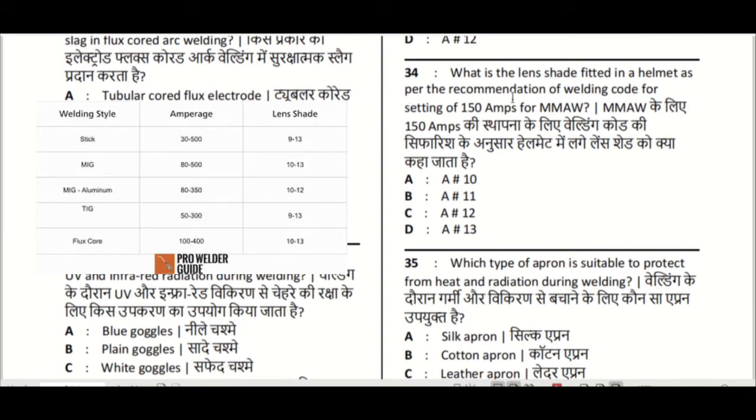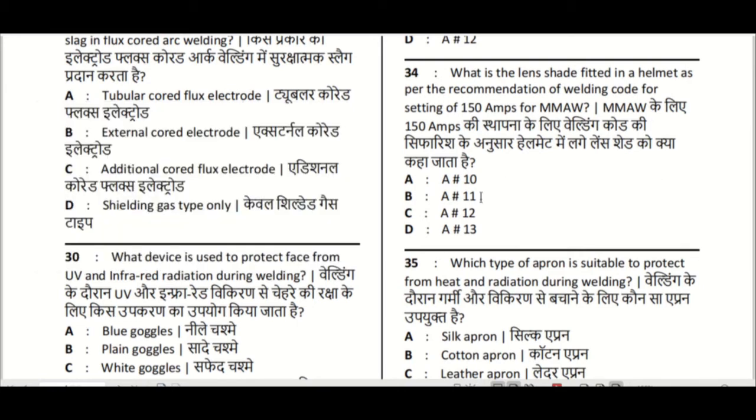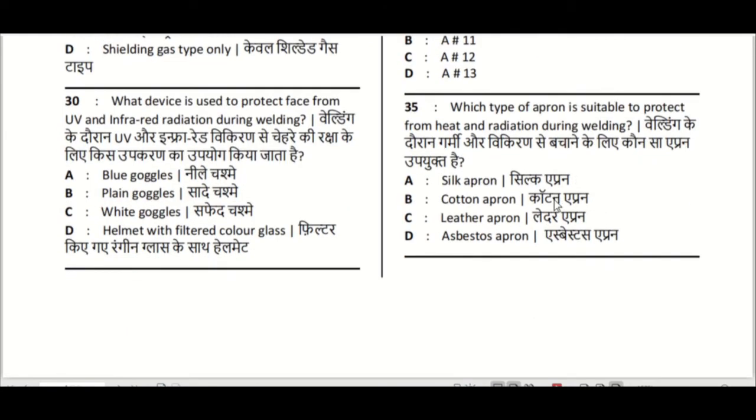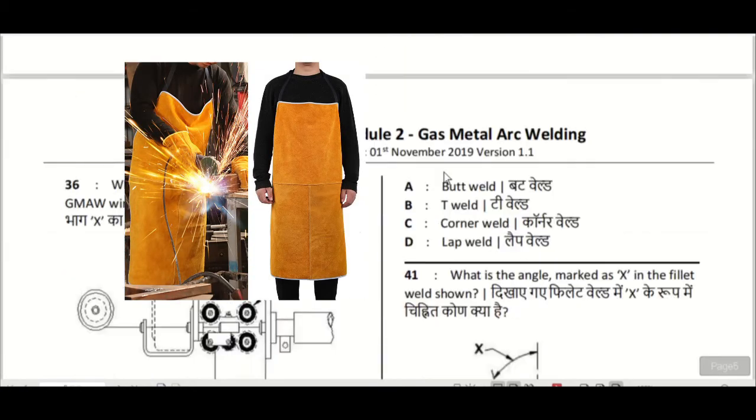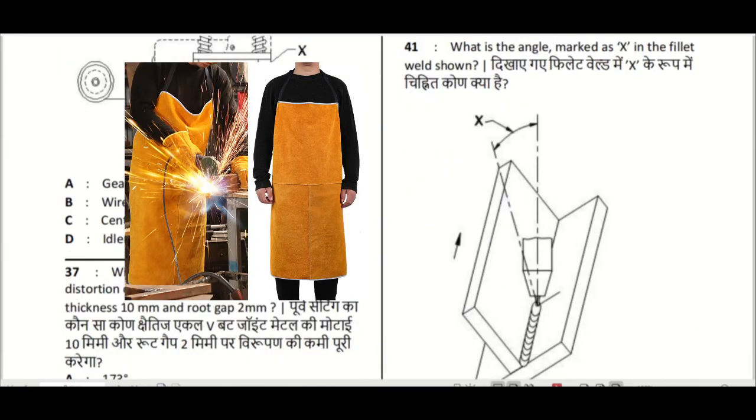What is the lens shade fitted in the helmet as per the recommendation of welding code for setting of 150 amps for manual metal arc welding? A, number 11. Which type of apron is suitable to protect from heat and radiation during welding? It is leather apron.